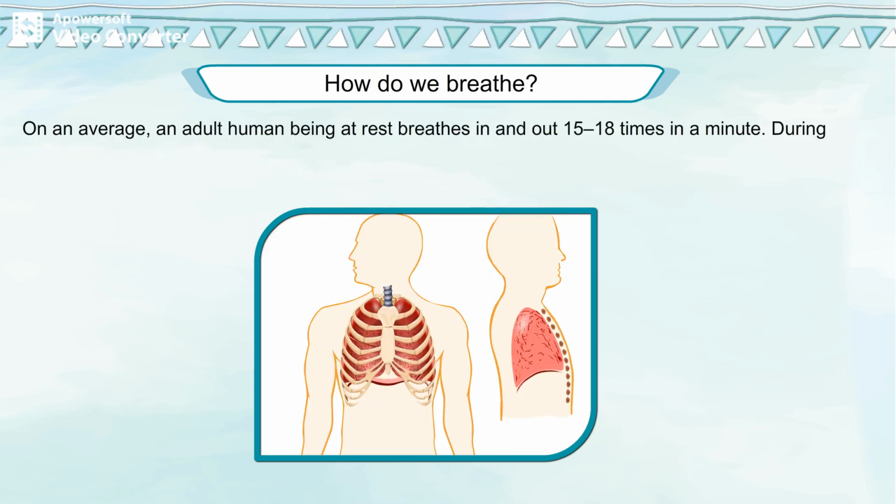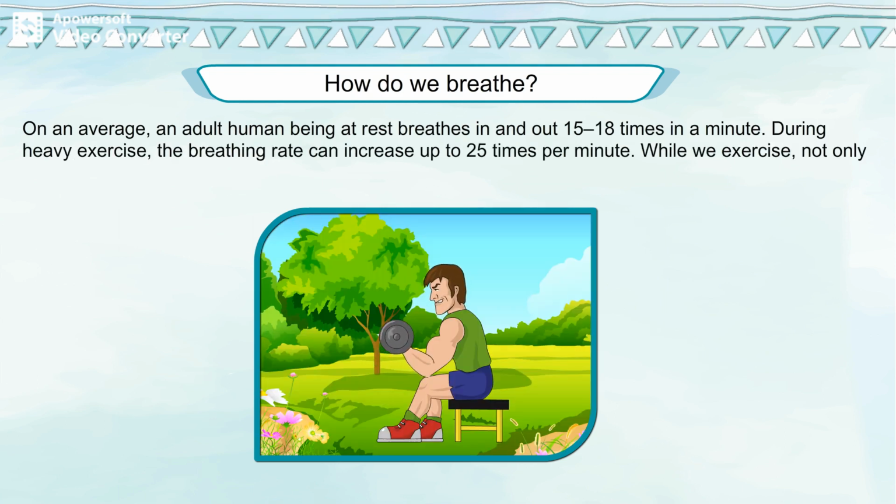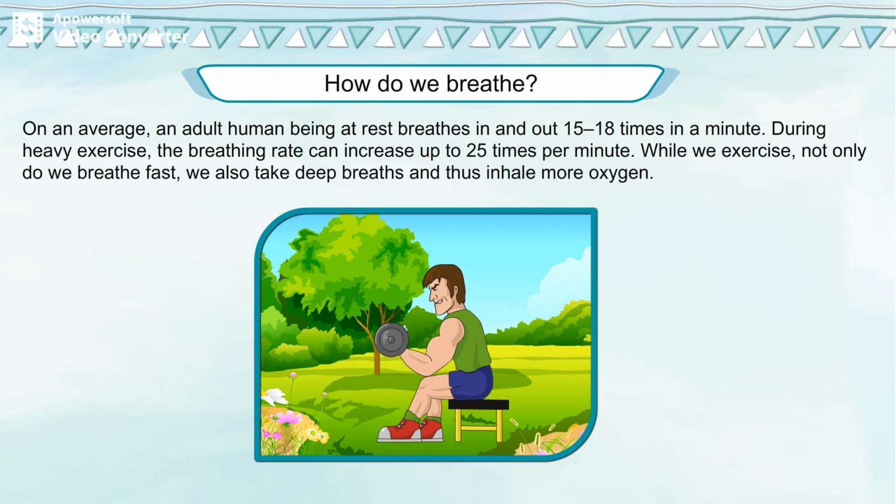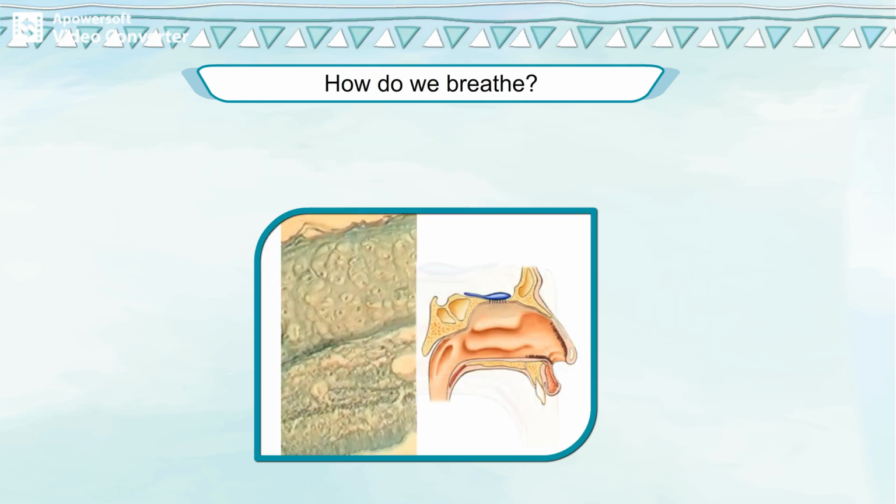On average, an adult human being at rest breathes in and out 15 to 18 times in a minute. During heavy exercise, the breathing rate can increase up to 25 times per minute. While we exercise, not only do we breathe fast, we also take deep breaths and thus inhale more oxygen.